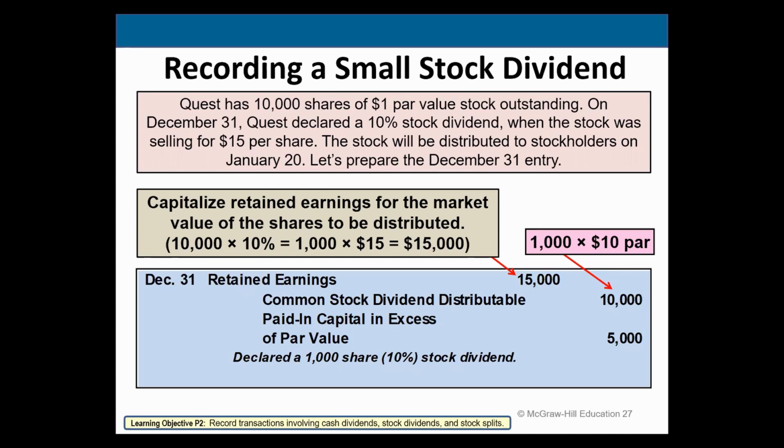declaration entry equals the par value of the shares and is recorded in common stock dividend distributable, an equity account. Its balance exists only until the shares are actually issued. The $5,000 credit equals the amount by which market value exceeds par value. This amount increases the paid-in capital in excess of par value account in anticipation of the issuance of shares.